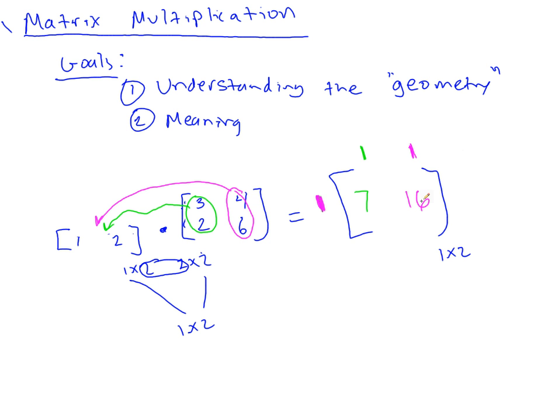So there we go. Now, there are no additional rows here, so there aren't going to be any additional rows in our matrix over here. If this were a 2 by 2, then this would be a 2 by 2.